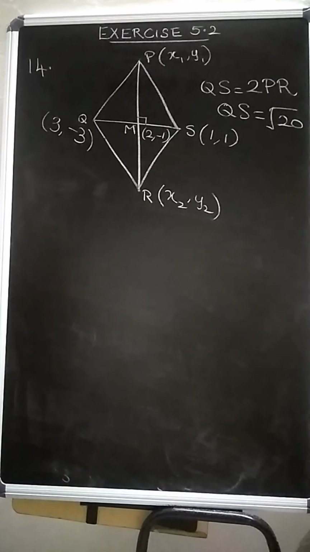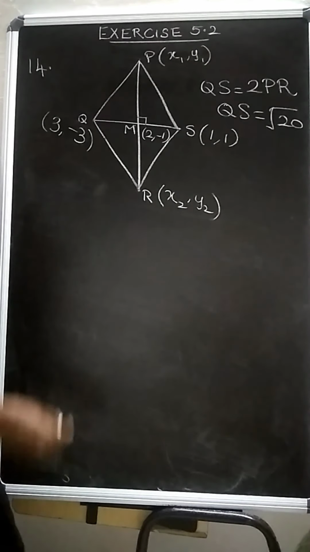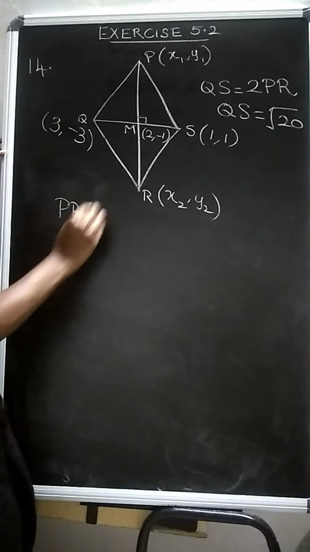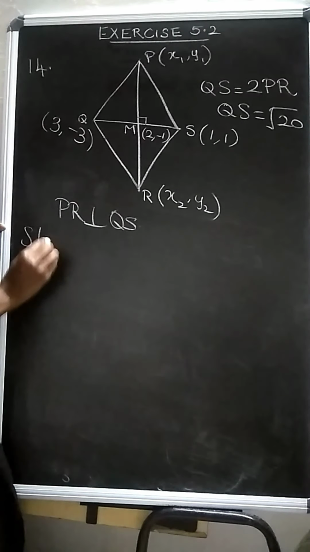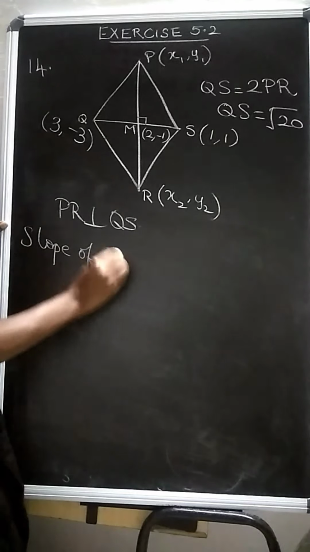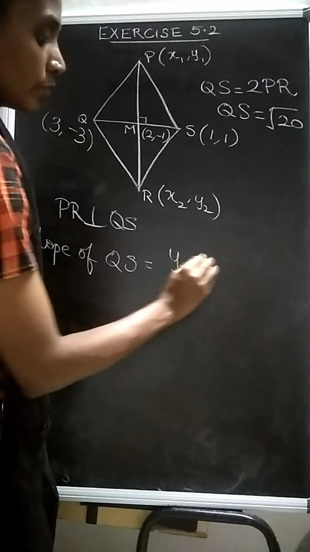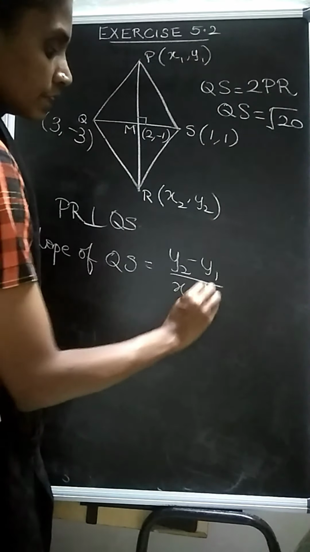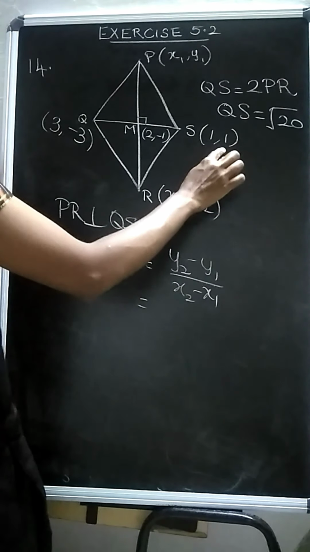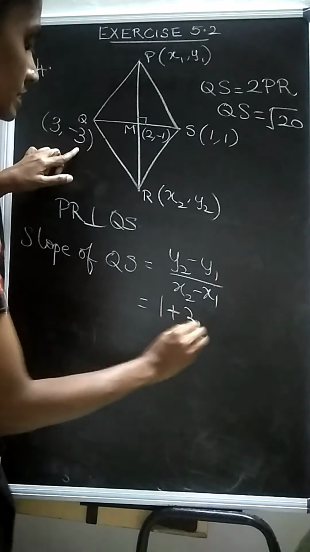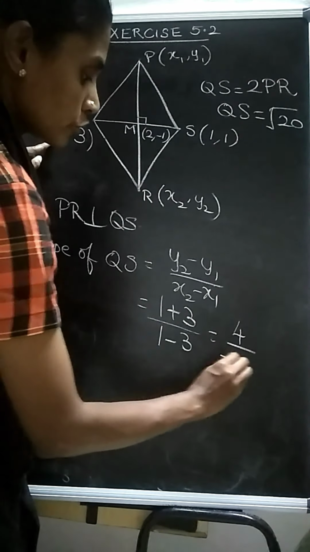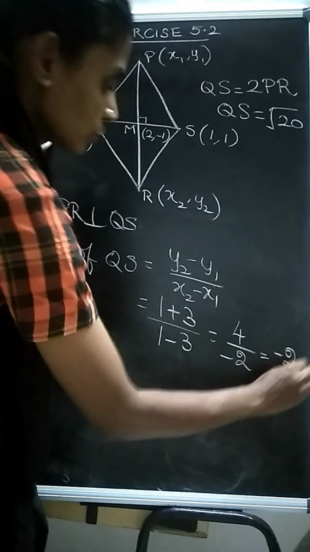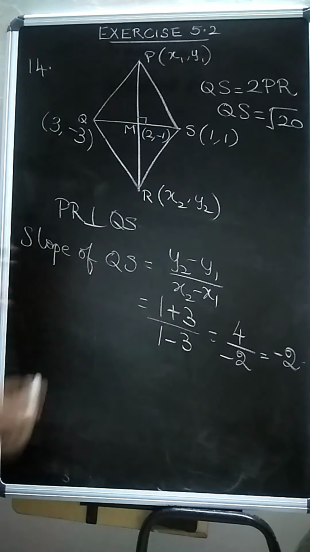Next, use the properties of rhombus. What is the properties of rhombus? PR is perpendicular to QS. So now, using the slope formula, find the slope of QS. What is your slope formula? y2 minus y1 divided by x2 minus x1. So, 1 plus 3 divided by 1 minus 3. So 4 by minus 2, which is equal to minus 2. So slope of QS is minus 2.